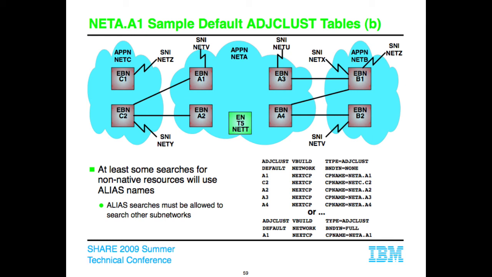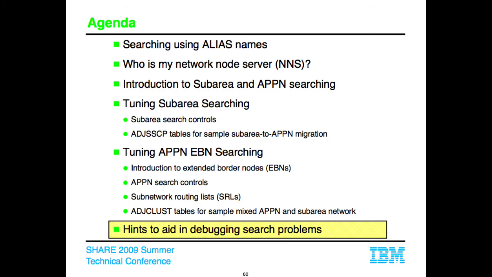The alternative is that you could code an adjacent cluster table that says BN equals full and just code one name in there as a placeholder, and now whenever you're doing it, you're doing a full search. Again, I do not recommend BN equals full. I would recommend using the previous chart where you're predefining everything as a CD or C so that all non-native resources are fully qualified searches. Alias searches are treated as native searches only, and you don't need to do any of this trial and error searching at all. So those are your two examples of sample default cluster tables.